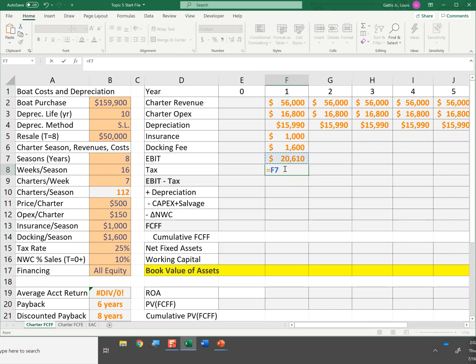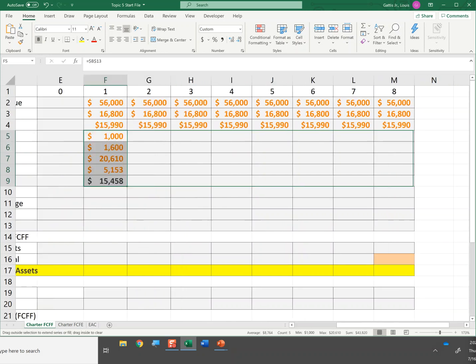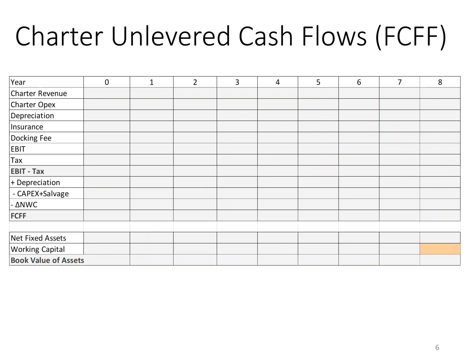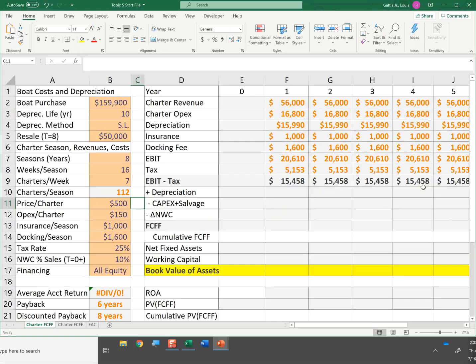I'll then calculate my taxes. I'll take my $20,000 times my tax rate, 25%, anchor the tax rate, and that's going to give me my EBIT after tax. EBIT minus my tax, $15,000 a season. I'm going to copy that across, and so it stays constant. And we can just check, make sure we're on track.